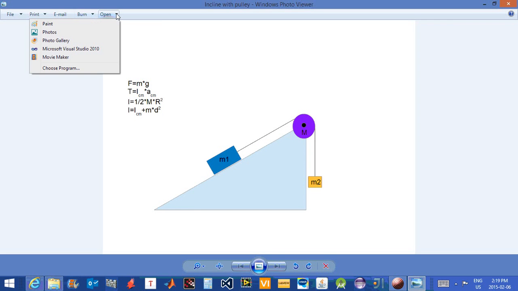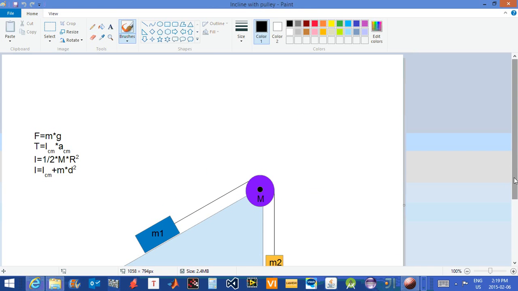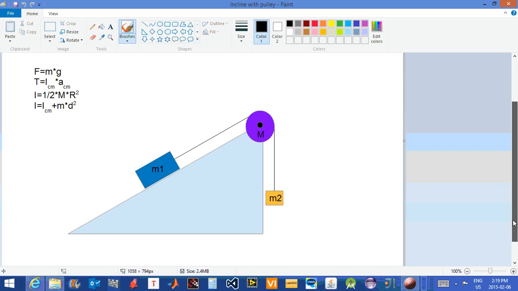Hello, I want to talk to you about this system here that we have. Basically, we have a mass M1 here, this mass M1, another pulley with a mass M, and we have here a mass M2.